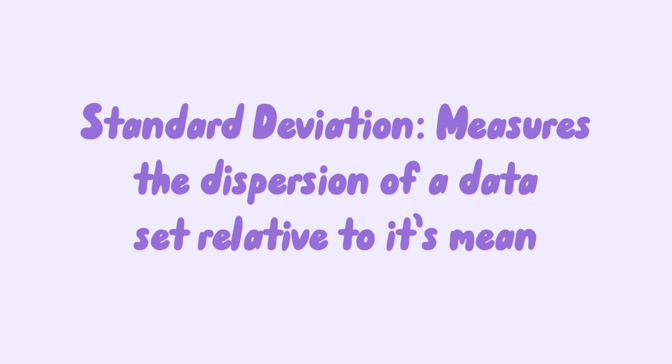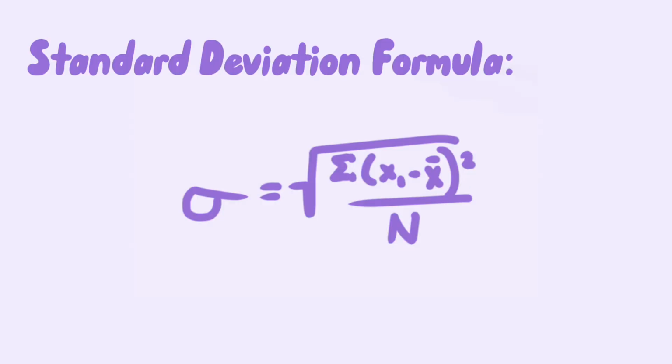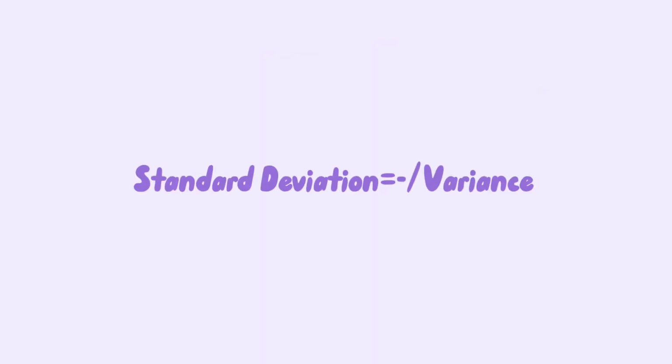Now, standard deviation has quite a bit in common with variance. Standard deviation is a statistic that measures the dispersion of a data set relative to its mean. If this equation looks familiar, it's because the standard deviation is just the square root of the variance, which we just went over.